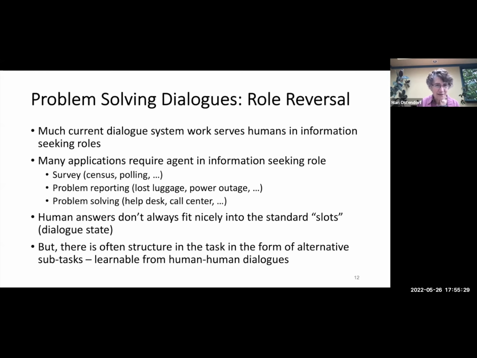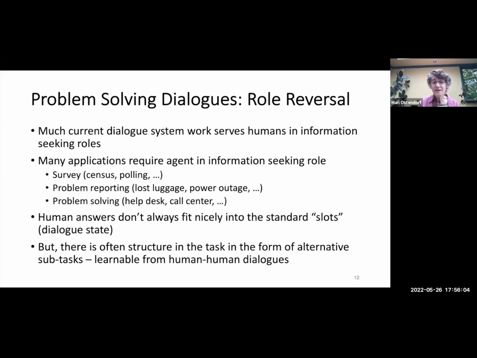Unfortunately, the human answers don't always fit nicely into the slots. If you look at any real call center data, some people blabber on, and some people give you direct answers. Some people aren't clear on the concept and need to disambiguate some things. And so that concept of dialogue state doesn't turn around quite so nicely as in that task-oriented dialogue case, the slot filling case.